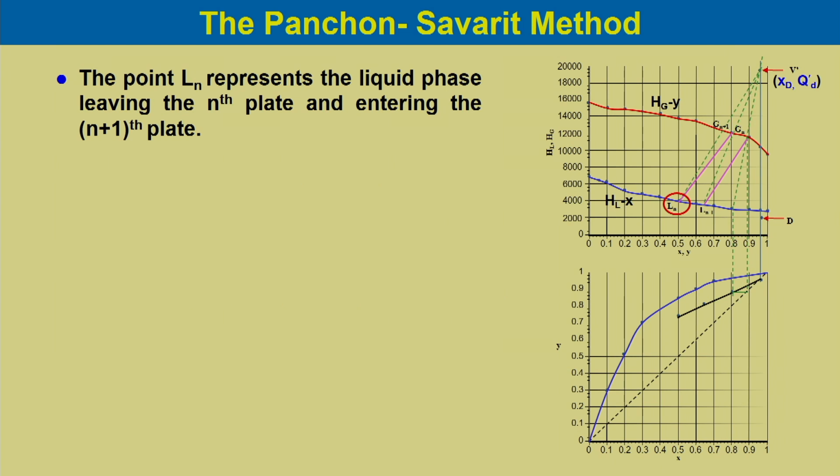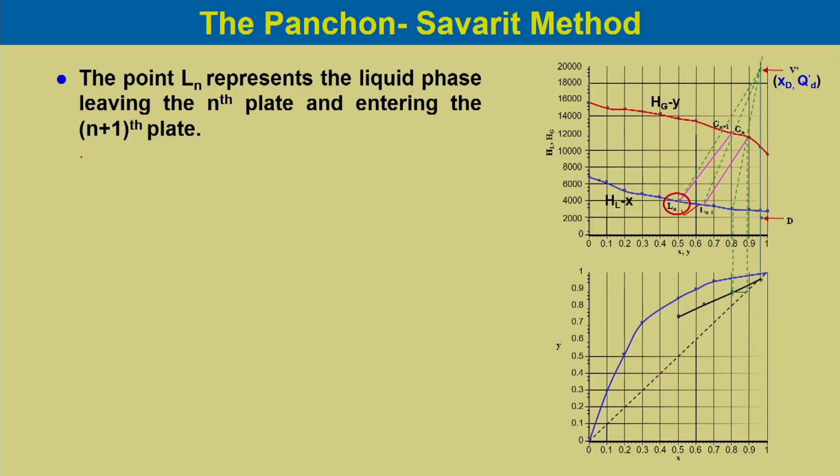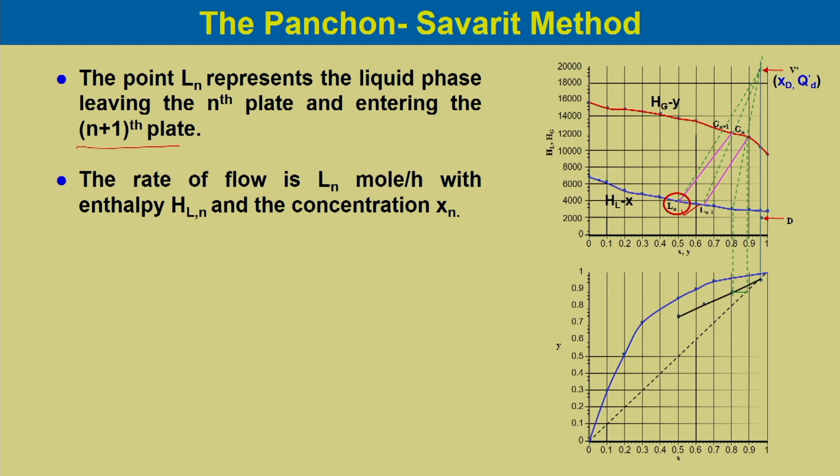Now, the point Ln represents the liquid phase leaving the nth plate. So, this is Ln shown over here, which represents the liquid phase leaving from tray N. If you think about the fractionator, the leaving stream from tray N will go below to the next tray, which should be N plus 1, because the tray number is increasing from top to bottom. The entering plate would be N plus 1. The rate of flow is Ln mole per hour with enthalpy HLn and the concentration is Xn.